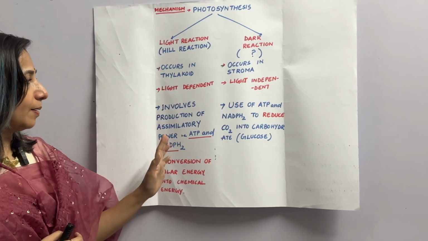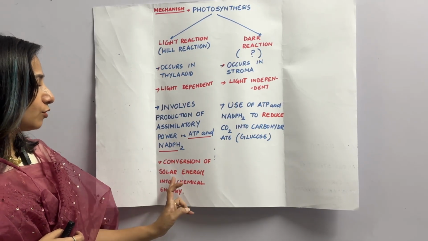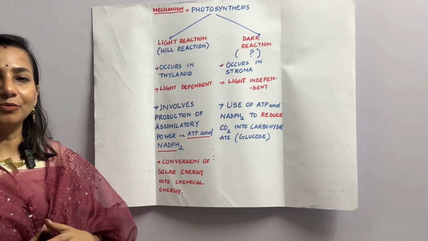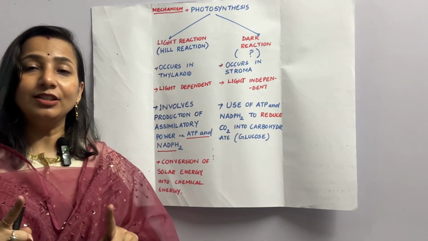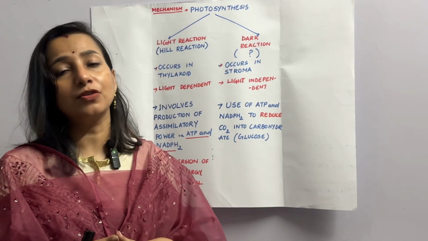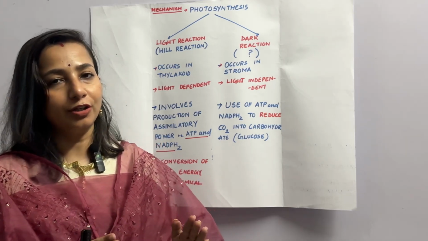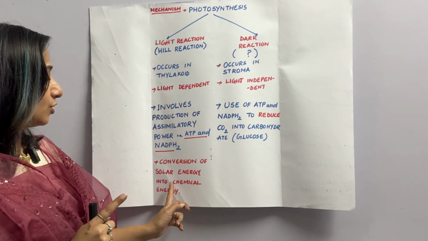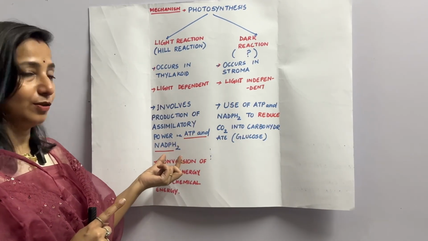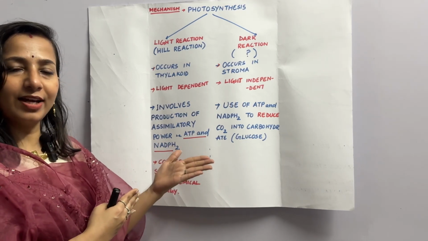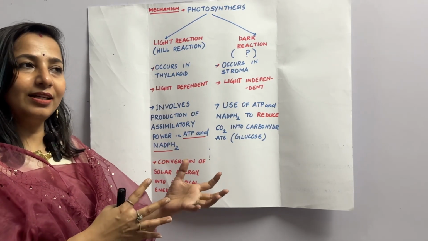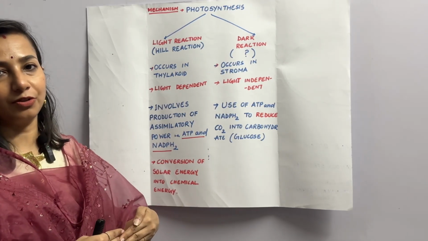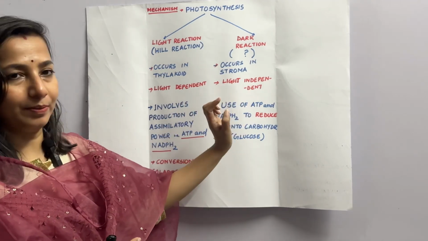So in this reaction, there is conversion of solar energy into chemical energy. I hope all of you know the first law of thermodynamics, which states that energy can neither be created nor be destroyed, but can be transformed from one form to another. So here in the light reaction, there is conversion of the solar energy into chemical energy, that is ATP and NADPH2. So obviously this reaction is dependent upon light because it involves converting solar energy into a chemical form of energy.